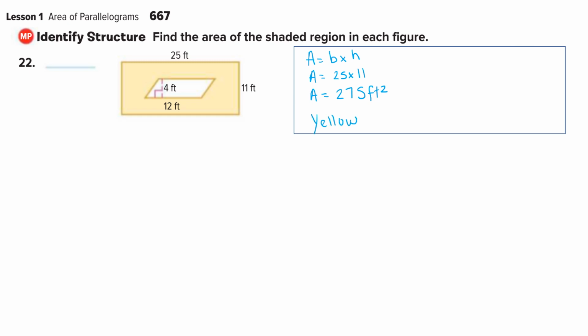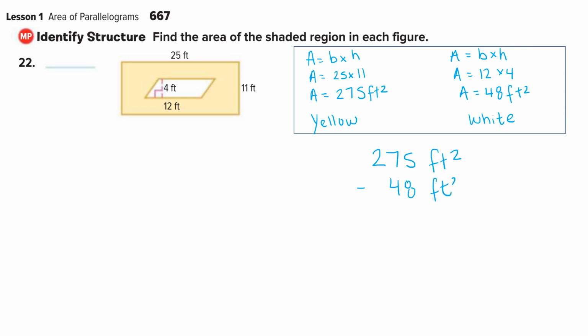Okay, now the white part, area equals base times height. Area equals 12 times 4. Area equals 48 feet squared, and that's white. Now, find the area of the shaded region. So I'm assuming that's the yellow part. So we're going to do 275 feet squared, take away 48 feet squared. 275 minus 48 equals 227 feet squared.